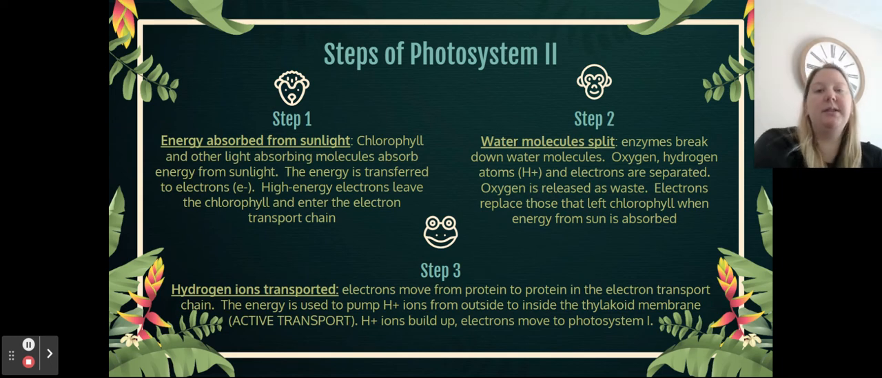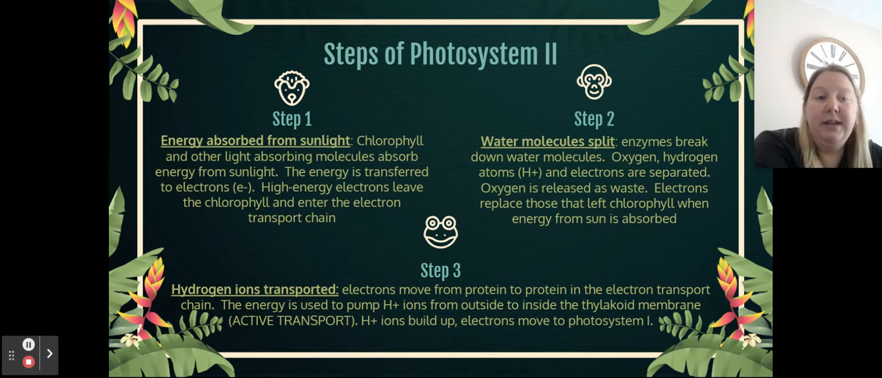The steps of photosystem 2: the first thing that happens is light is absorbed from sunlight. This happens on chlorophyll and other light-absorbing molecules that absorb the sunlight. Energy gets transformed to electrons. The highly energized electrons leave the chlorophyll and enter the electron transport chain, where they make molecules of ATP.